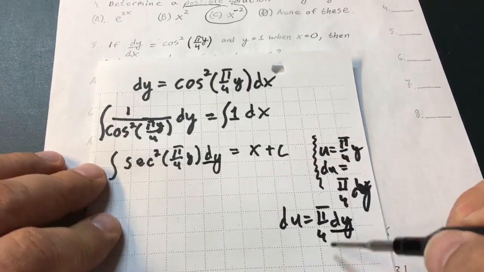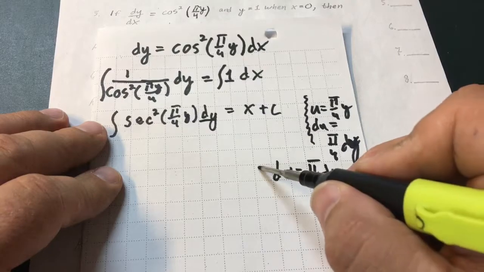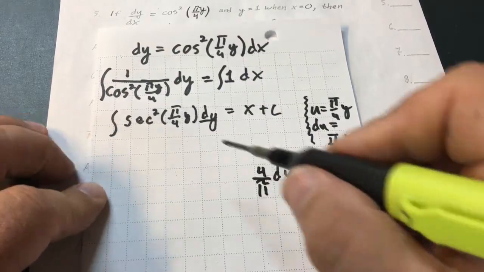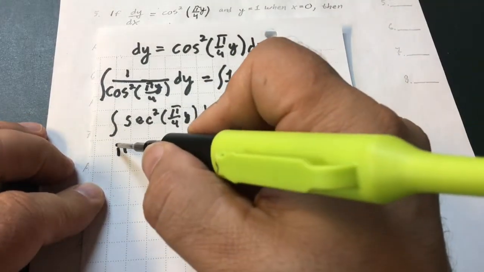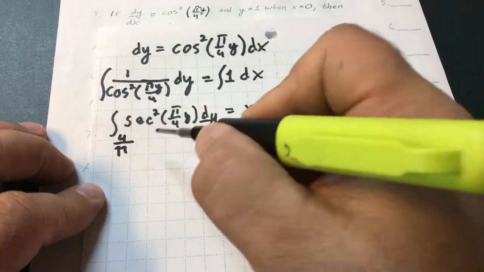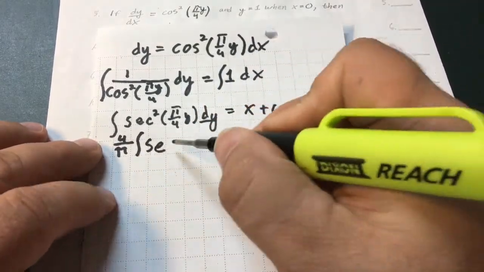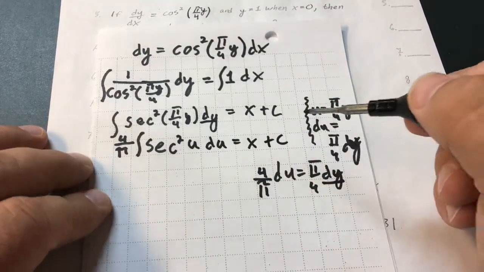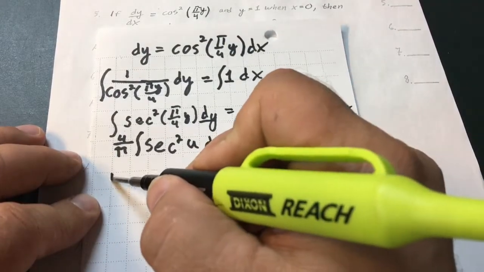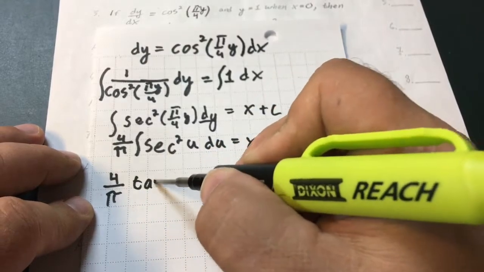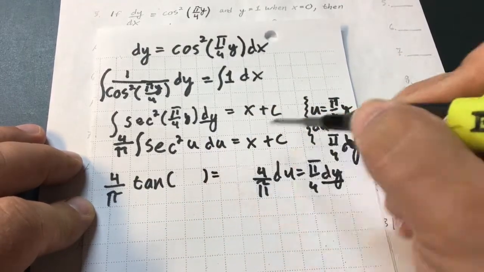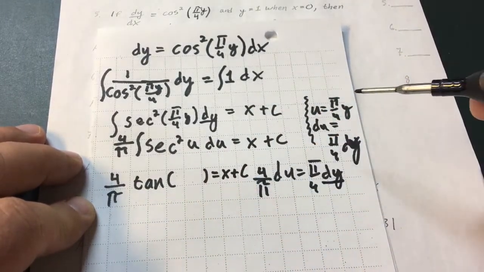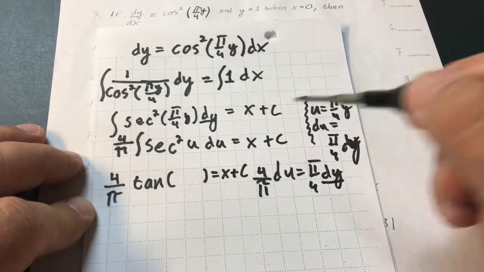I just want to solve for dy alone. So I'm going to divide both sides by pi over 4, and when I do that, I have to multiply by the reciprocal. That's going to go in front of my new u sub. That's going to give me 4 over pi integral secant squared u du equals x plus c. Antiderivative of secant squared u is tangent u. So 4 over pi tangent u equals x plus c. Remember, u equals pi over 4 y.